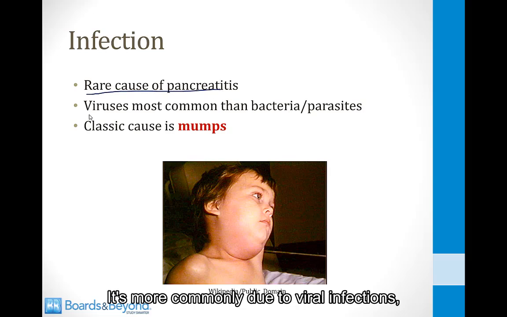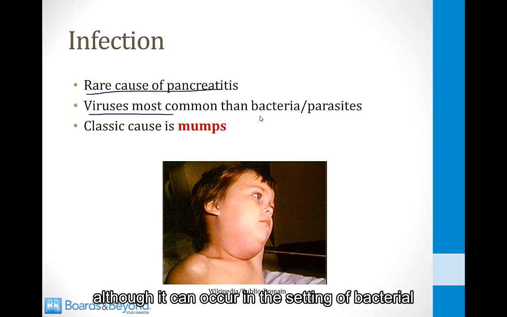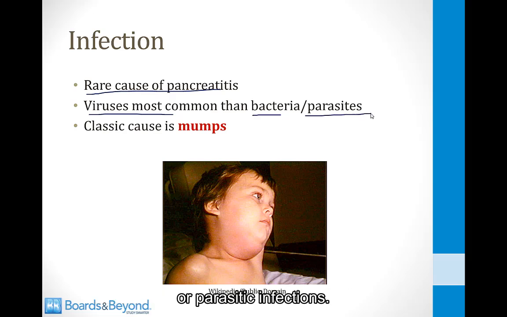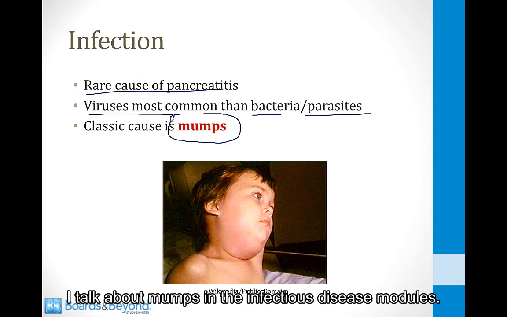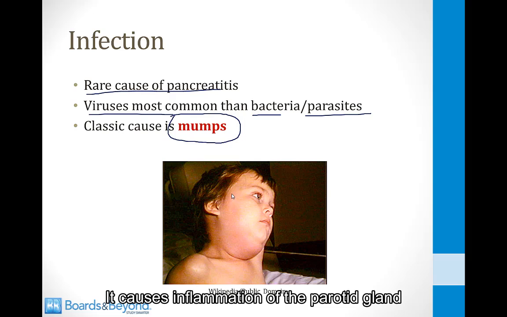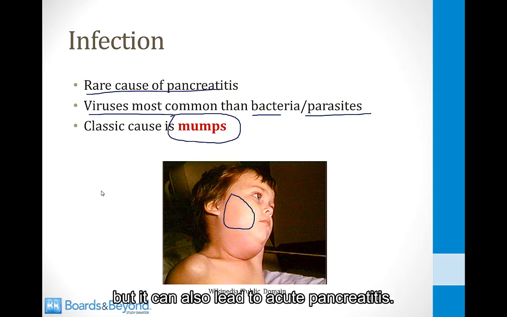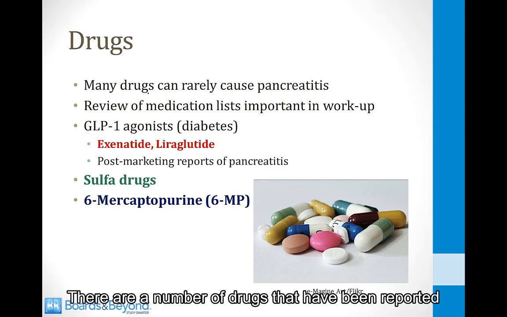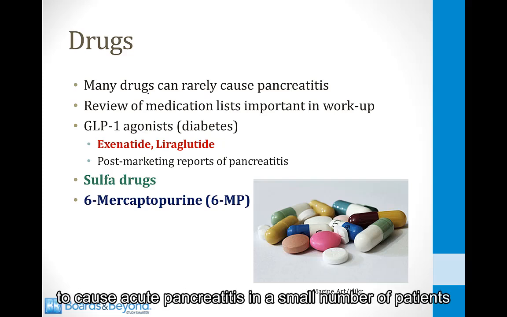Infection is a rare cause of pancreatitis. It's more commonly due to viral infections, although it can occur in the setting of bacterial or parasitic infections. One of the classic causes is mumps. I talked about mumps in the infectious disease modules. It causes inflammation of the parotid gland, as is shown in this child here, but it can also lead to acute pancreatitis.